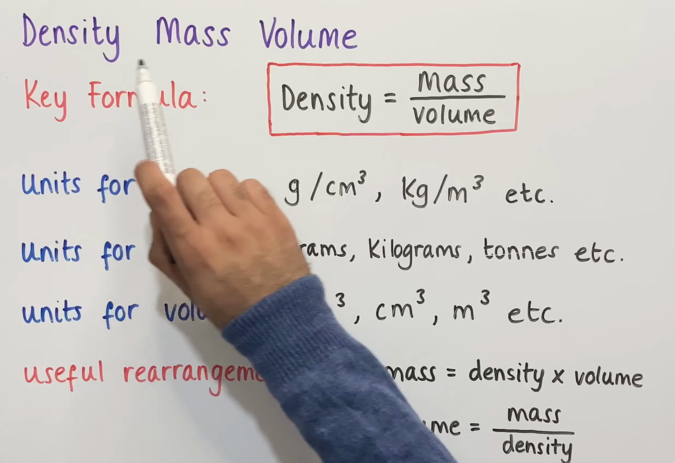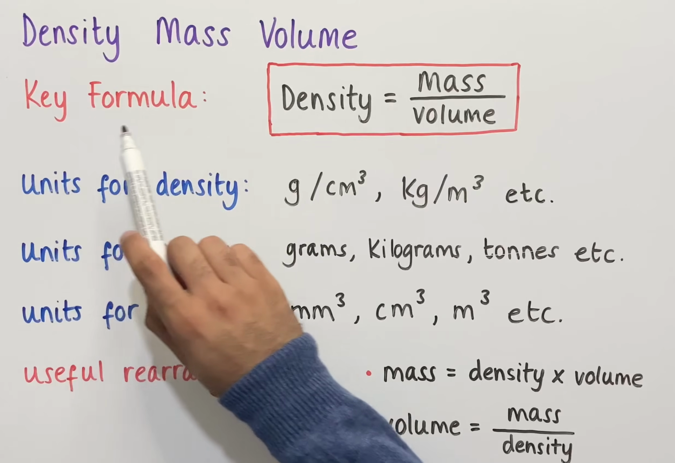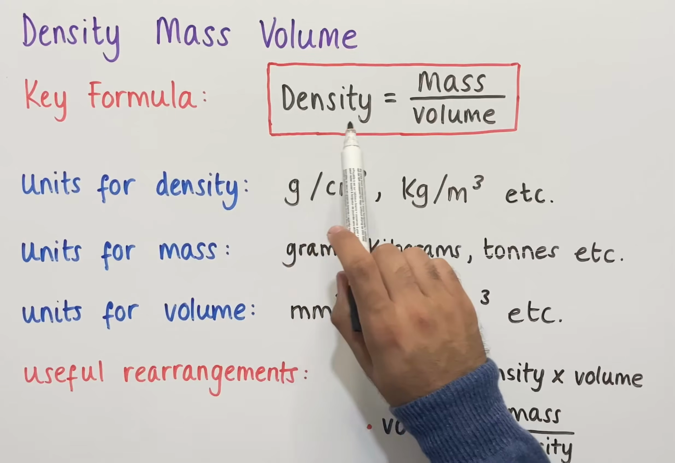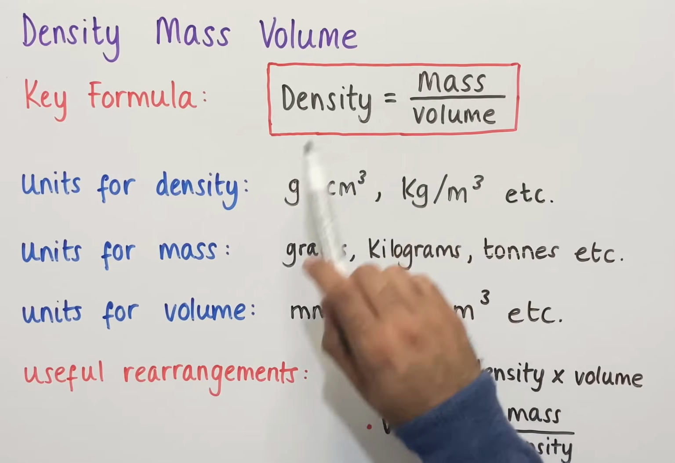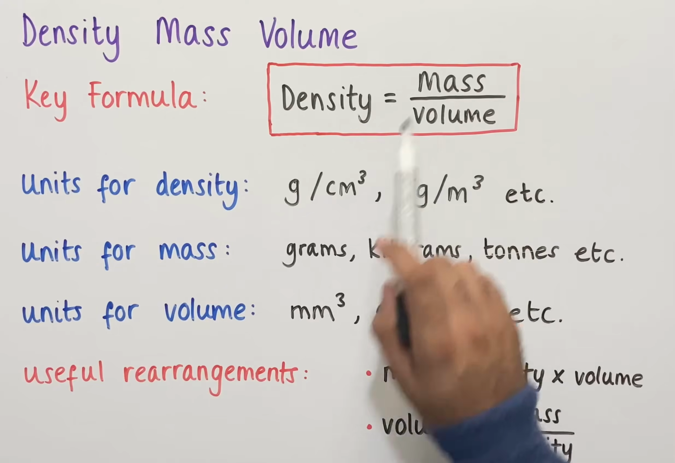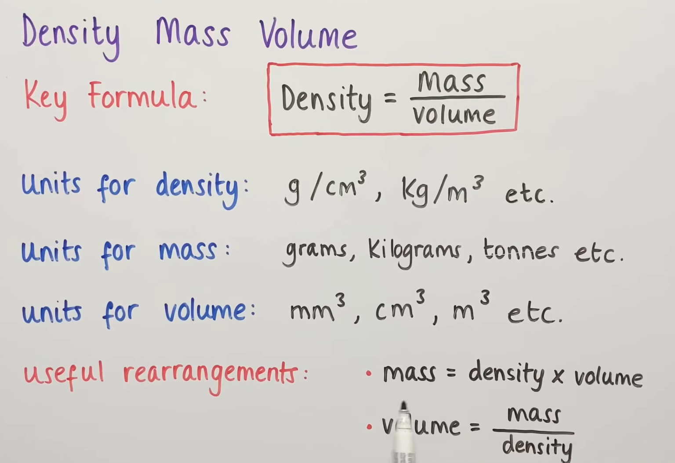Look at density, mass and volume. So the key formula we need to know is that density equals mass divided by volume. Some useful rearrangements that give us volume and mass are the following. Mass equals density times volume, and volume equals mass divided by density.